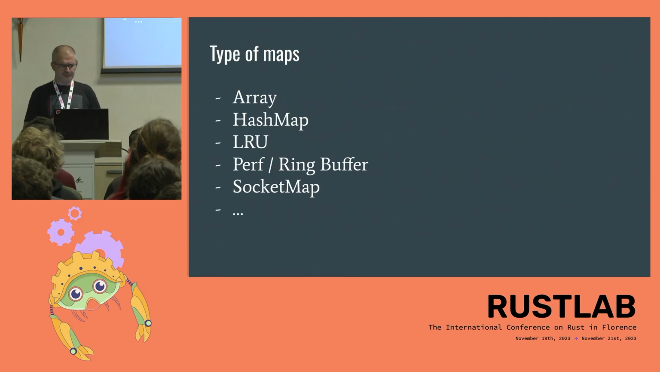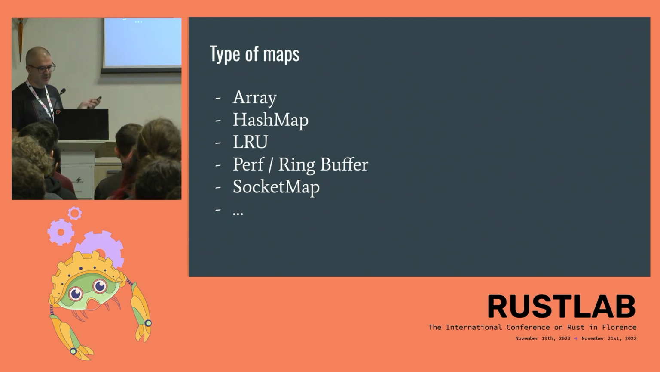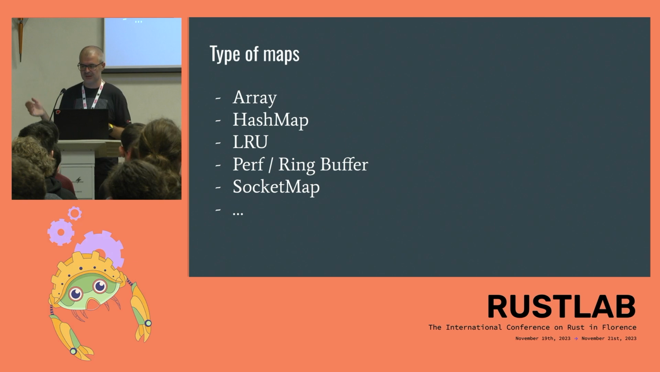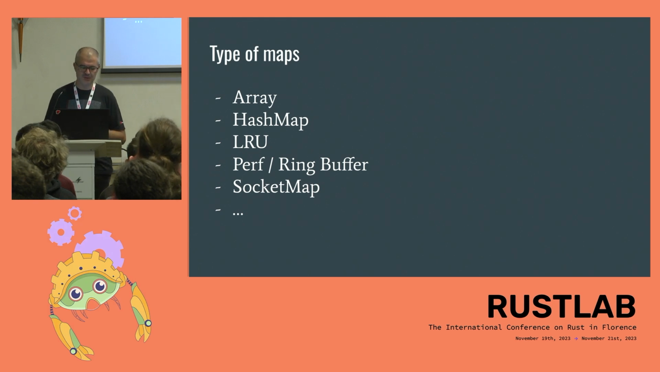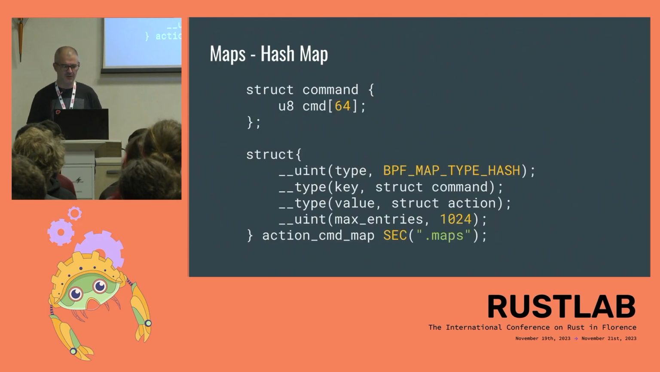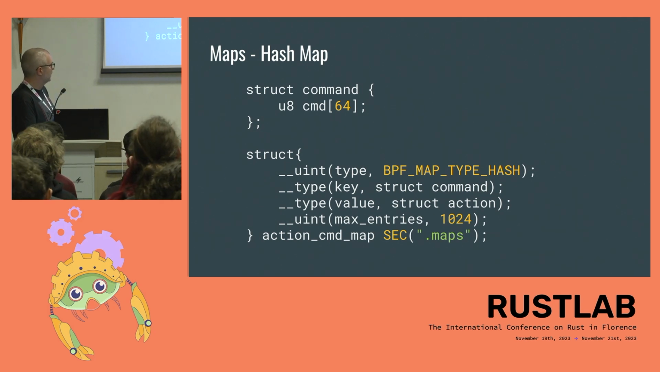There are many types of maps. I listed just a few: arrays, hash maps, least recently used. Perf and ring buffers are used to send data to user space. There are even more complex data structures like Bloom filters, maps that are per CPU, and so on. And this is how you define them. You have the map attached to the maps section of the file, and you define the type of the key, the type of the value, and the max entries.